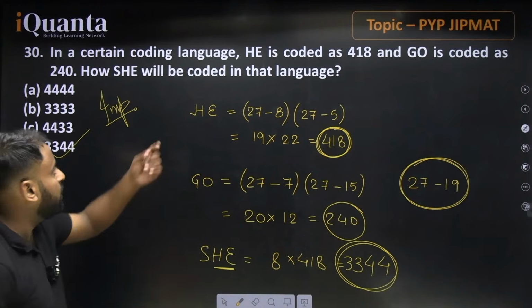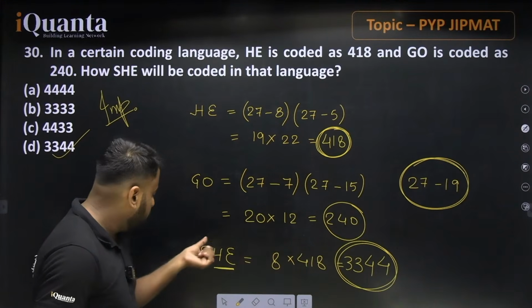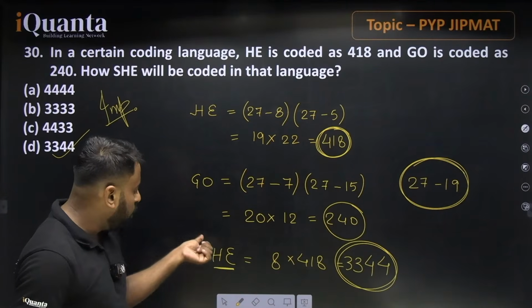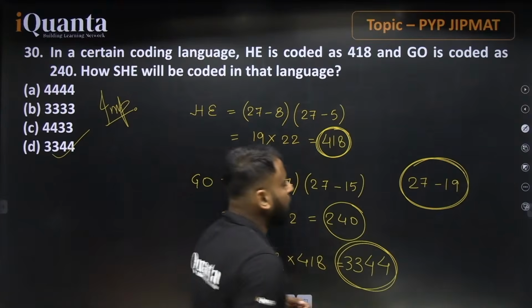Just remember that here we have he is already 418. You don't have to find it again. Just put the value of S, the ranking of S from the last, and that will be 8. 8 into 418, 3344 is the right answer.